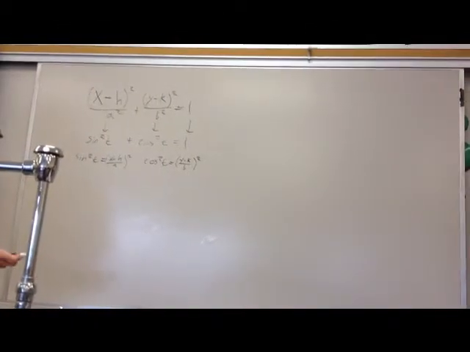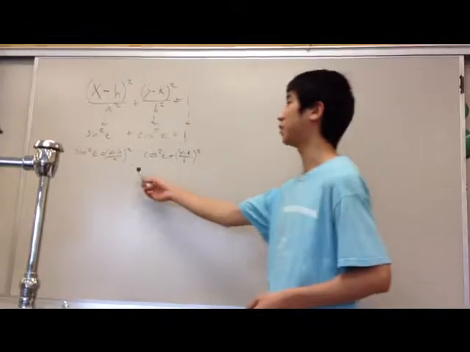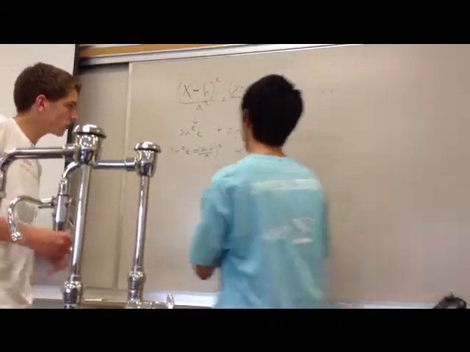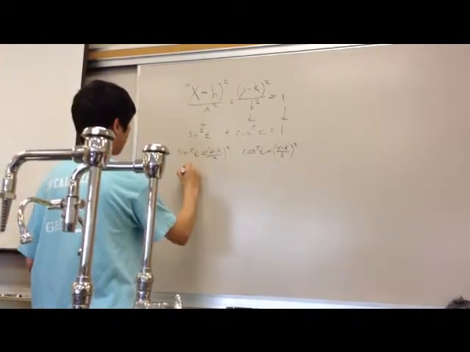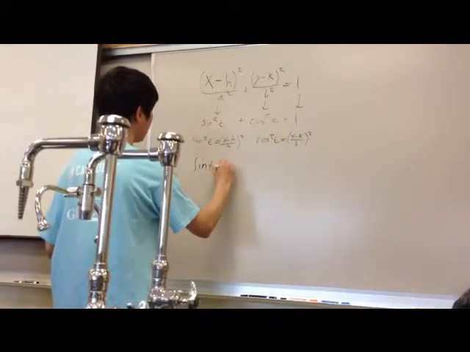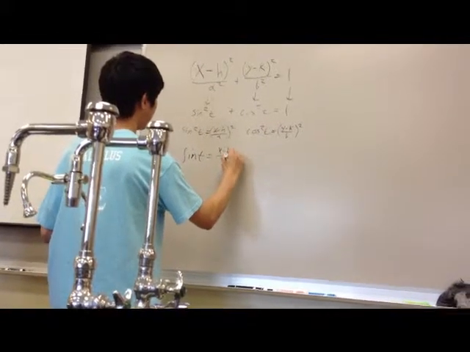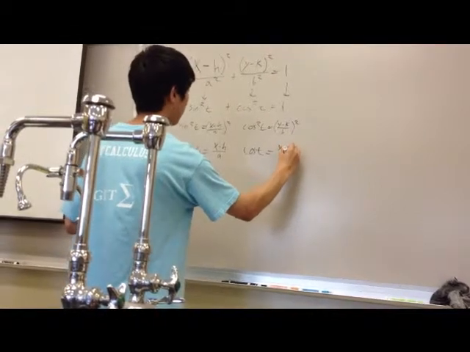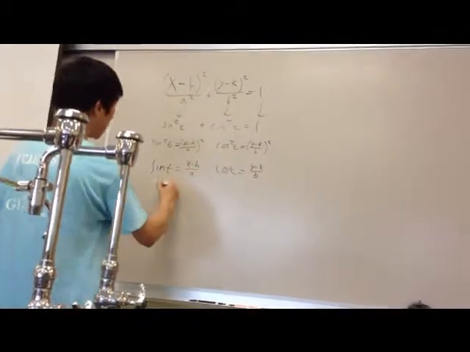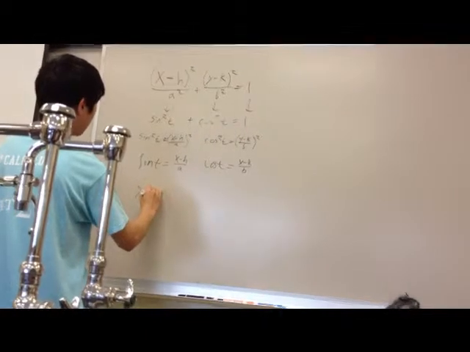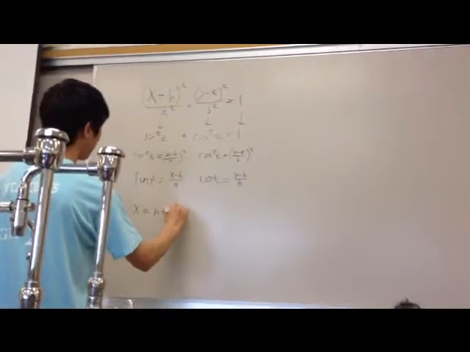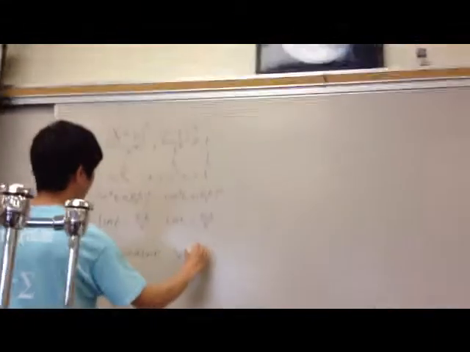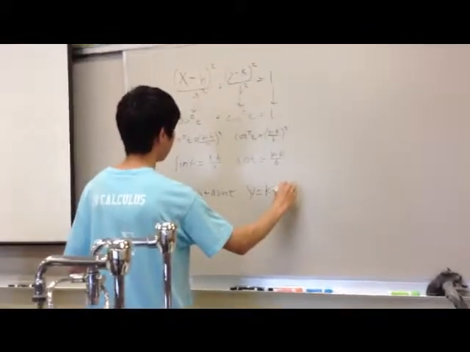And from here, you can solve for t by simplifying the equations. So let's see, sine of t is equal to x minus h over a, and cosine t equals y minus k over b. And solving for x and y, we get x equals h plus a sine t, and y equals k plus b cosine t.